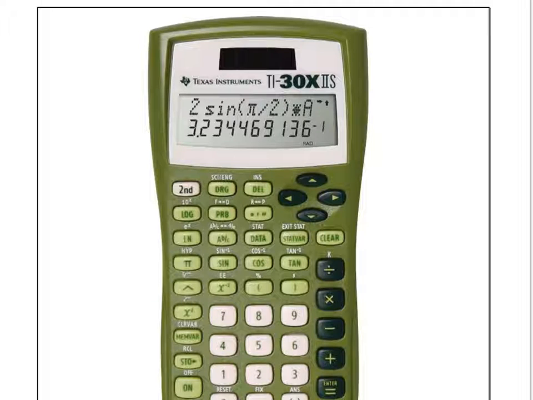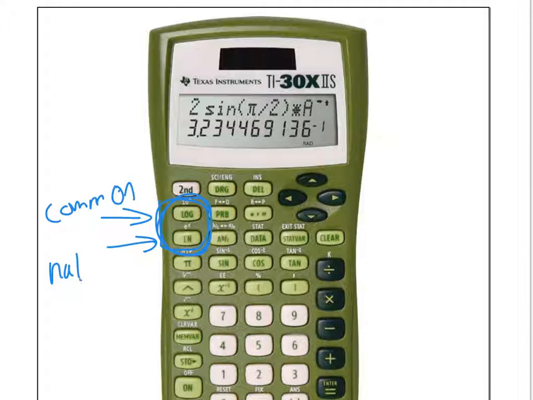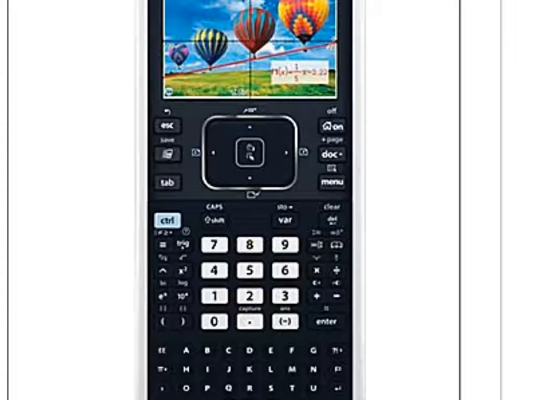On your calculator, what you're dealing with is these two buttons right here. When you're looking at log and natural log, this would be considered the common log, and this is going to be considered your natural log. So that's what you're dealing with right there. On the calculators, here's where they're located. On these calculators, it's a little bit tougher to find, but it's right here.